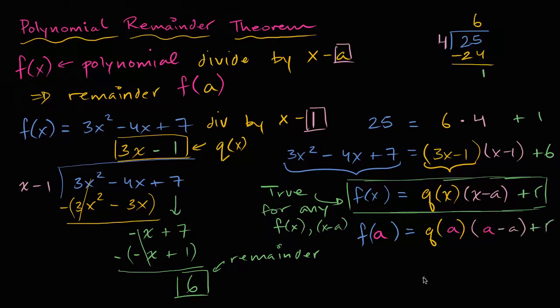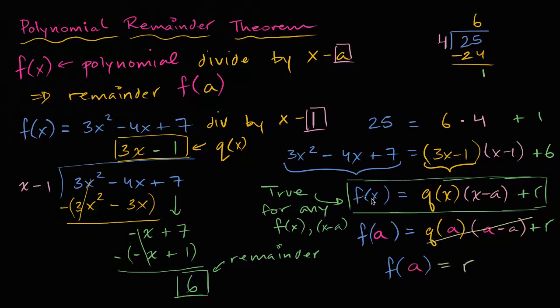What's all this business going to be equal to? Well, a minus a is 0. And q of a, I don't care what q of a is. If you multiply it by 0, all of this is going to be 0. So f of a is going to be equal to r. And so you're done. This is the proof of the polynomial remainder theorem.